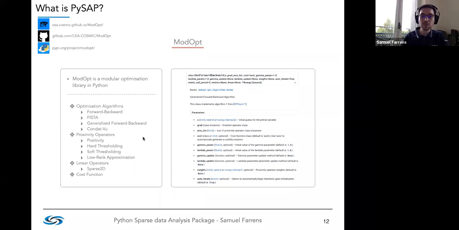So all of ModOpt is written in Python and is designed to be a very modular, Lego-like toolbox. So essentially, you can take the algorithm you want, the proximity operator you want, and the wavelet that you want and stick them all together to make a given optimization problem.